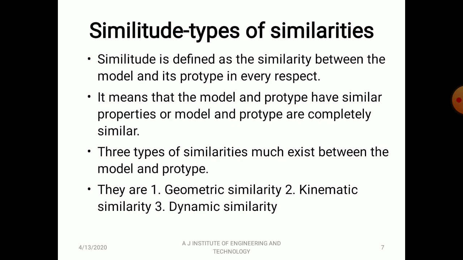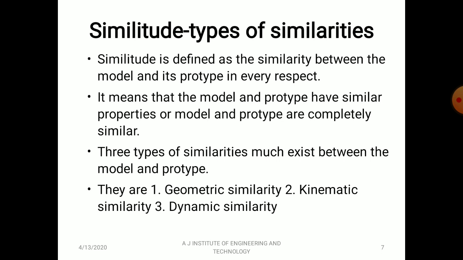Next, similitude and types of similitude, or similarities, is a very important question for 10 marks. There are three types of similitude: geometric similitude, kinematic similitude and dynamic similitude. This is very important, so 10 marks or 12 marks you can expect. First let us discuss what similitude is. Similitude is defined as similarity between a model and its prototype in every respect. So it is a similarity between model and its prototype.